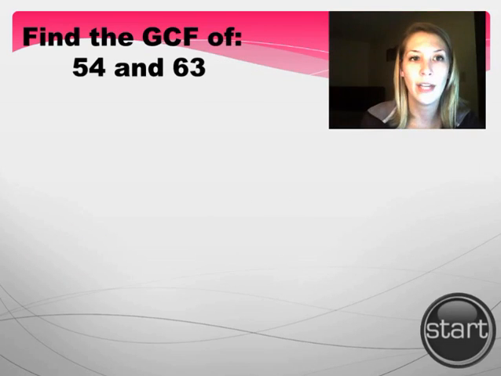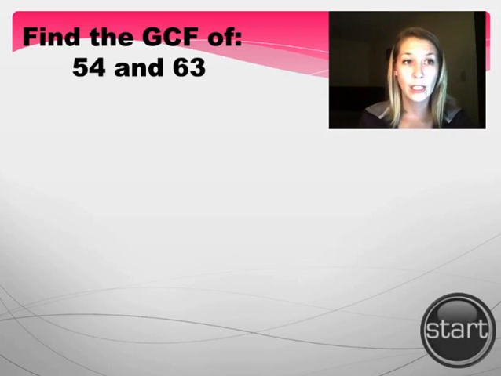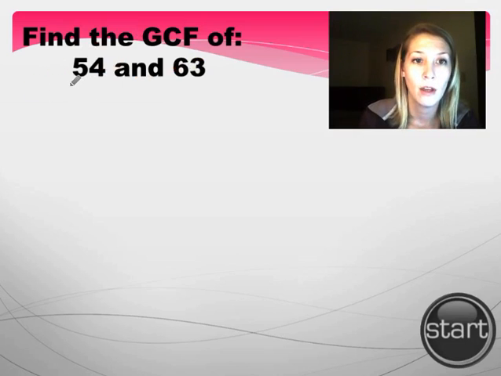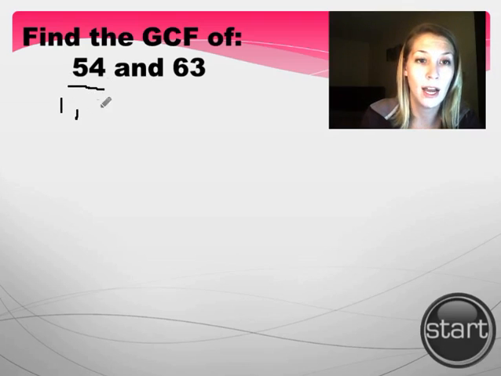Now let's take a look at finding the greatest common factor of two values. In this case, we have the value of 54 and the value of 63. The first thing that we're going to do is to list out the factors of both of these values. I know that 54 divided by itself is going to be 1. 1 times 54 equals 54. 54 is an even number, so I'm going to divide it in half.